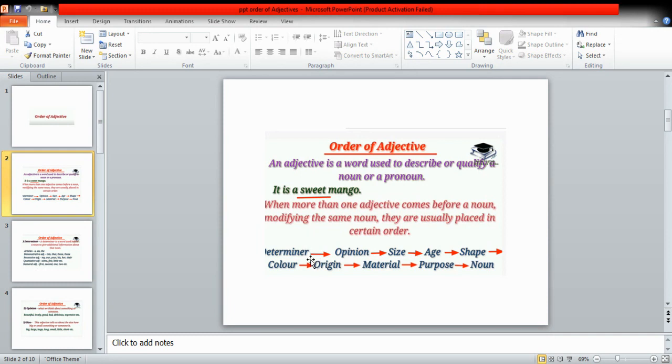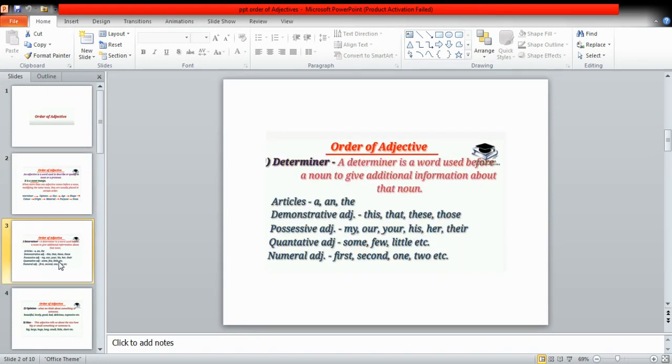When more than one adjective comes before a noun, modifying the same noun, they are usually placed in a certain order. It means that if two, three, four adjectives are there, in this certain order which is mentioned over here, we have to write the adjectives. This is the main order, the certain order which we are supposed to follow when we write adjectives before the same noun. So the first thing in the order of adjectives is the determiner.